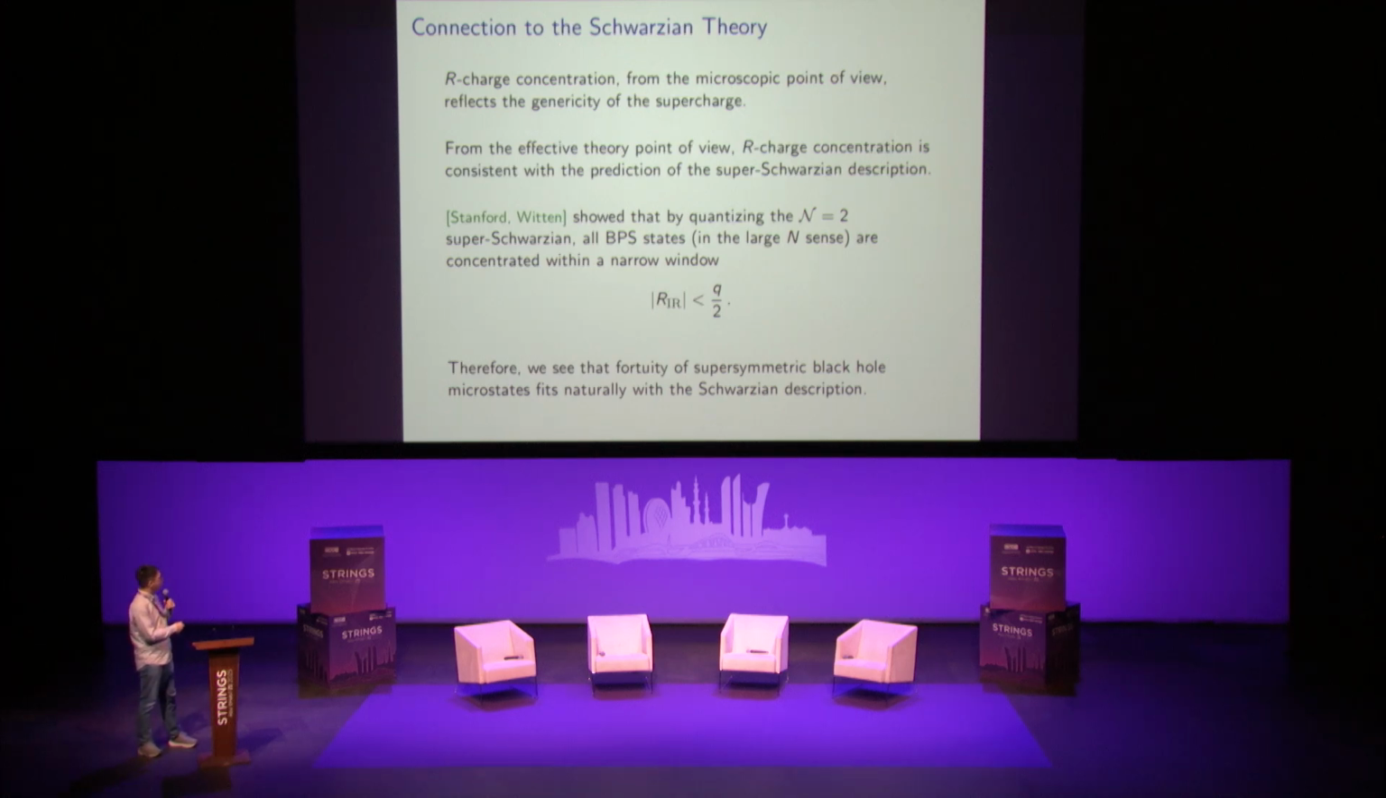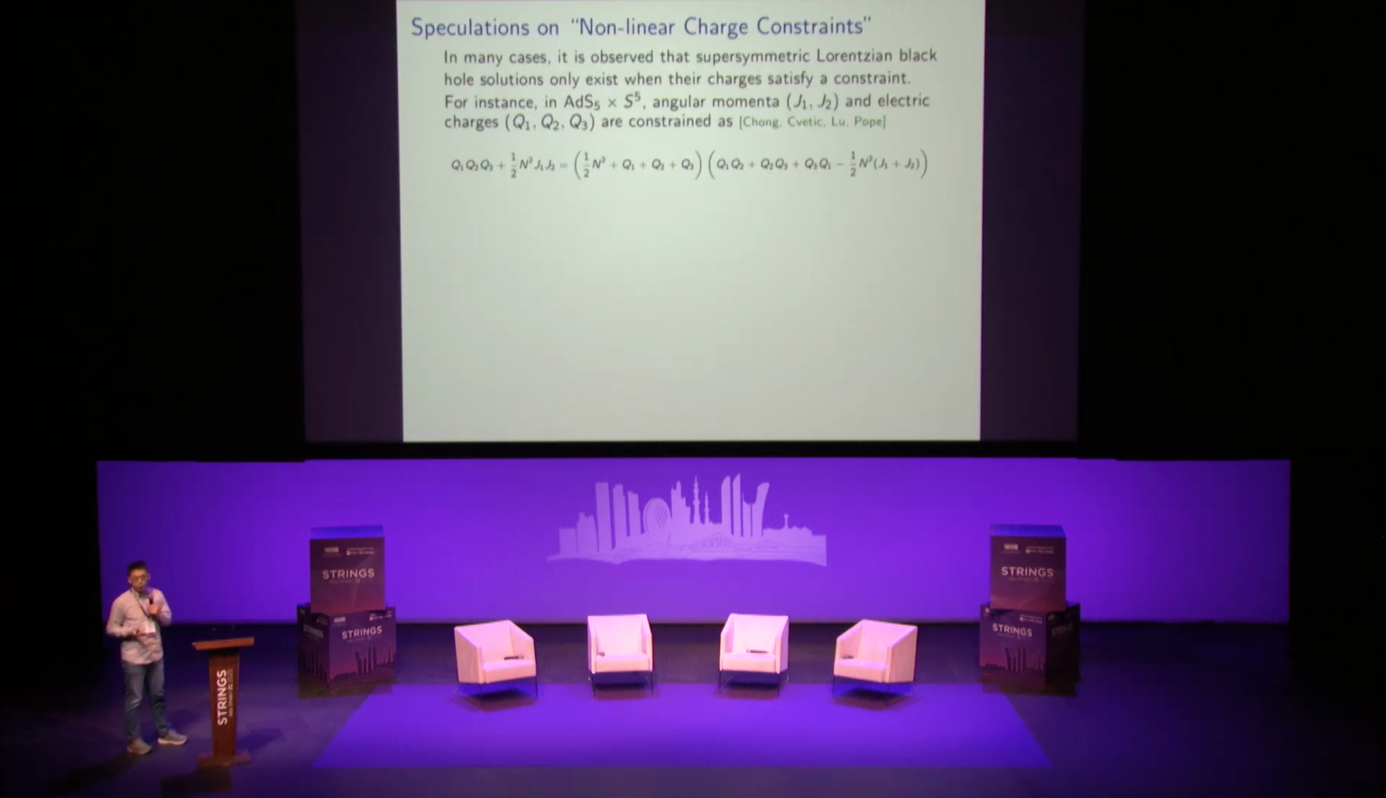Therefore, we see that there is this interesting connection between the fortuity of supersymmetric black hole microstates and this Schwarzian description. Let me make some speculations and comments on this, on our discussion and the so-called nonlinear charge constraint in the literature. In many cases, it is observed that supersymmetric Lorentzian black hole solutions only exist when their charges satisfy a non-trivial constraint. For example, here I'm showing you the case in AdS5 that various charges of the black hole have to satisfy this equation for you to find a supersymmetric black hole solution in gravity.